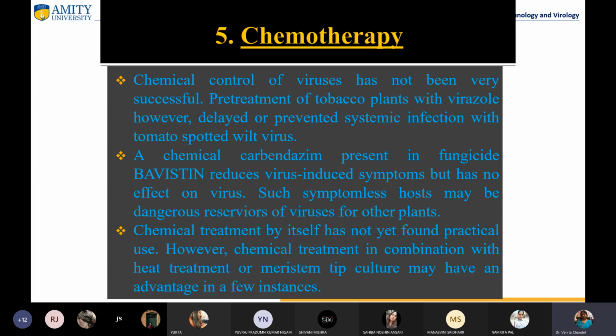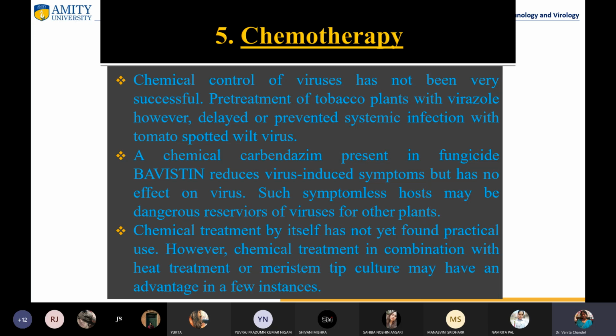Then chemotherapy. Chemical control of viruses has not been very successful. This is from some experiments. When they treated a tobacco plant with virazole, that delayed or prevented systemic infection with tomato spotted wilt virus. And the chemical carbendazim, which is present in the fungicide Bavistin, also reduces virus-induced symptoms, but it has no impact on the viruses.